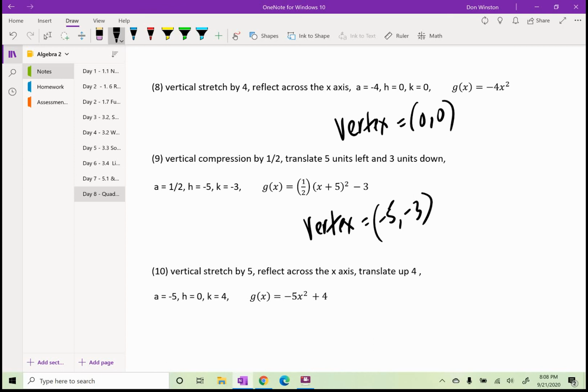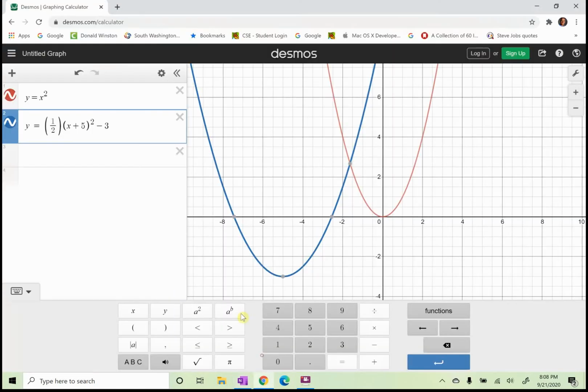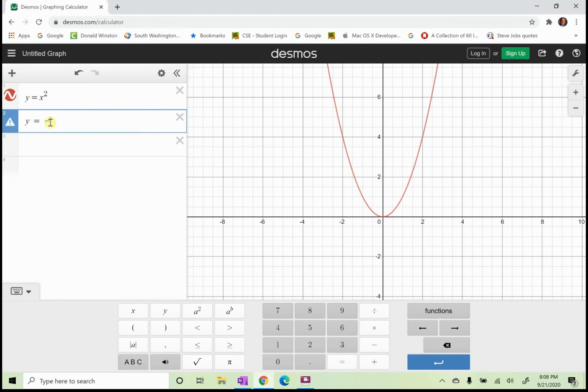All right, and then finally, we'll do a vertical stretch by a factor of 5. We're going to reflect across the x-axis, and then we'll translate up 4. So let's take a look at everything there. a will equal negative 5. That's the reflection. The reflection is negative. The vertical stretch is 5, so negative 5. And then we don't go anywhere left or right, but then we go up 4. So let's take a look at the final one here. This is going to be negative 5x caret key squared, and then plus 4.